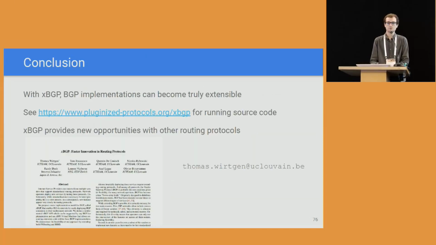So this concludes my presentation. We believe that with xBGP, BGP implementations will become truly extensible. We have done the job for BGP, but we believe that the same methodology can be applied to other routing protocols such as IS-IS or OSPF. And if you are interested in knowing more about the internals, the use cases, and other things that we can do with xBGP, you can check the corresponding paper.